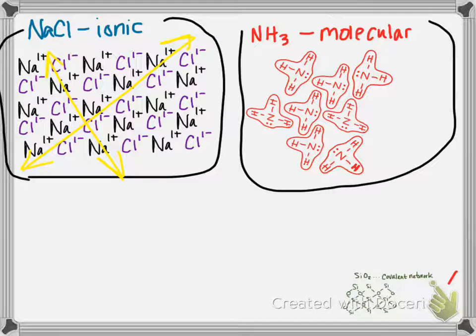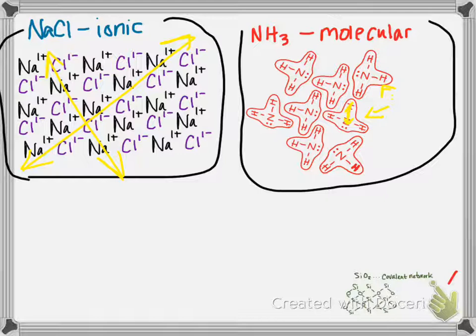Okay, molecular compounds are more likely to be gases at room temperature, or at very least to have very low melting and boiling points compared to ionics, because while the forces inside the molecules are very, very strong, the forces between one molecule and the next aren't really all that strong. So it doesn't take a whole lot of energy to get them to push past one another.